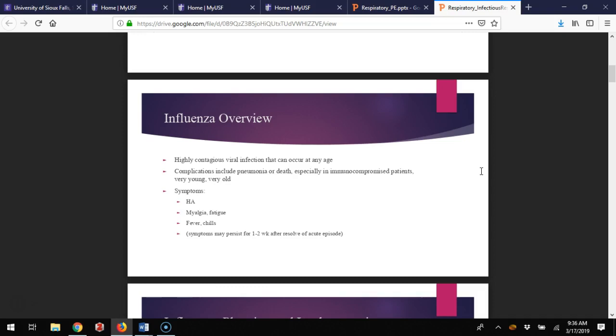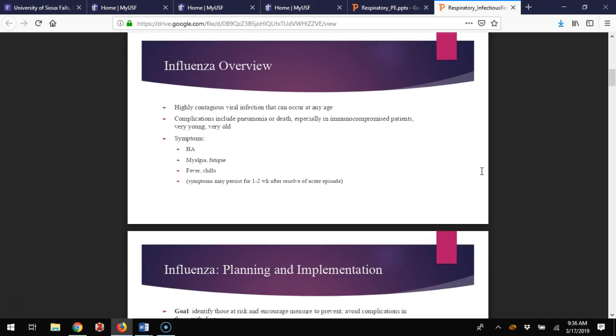Symptoms, they just don't feel good. They're going to have a cough, they're going to be really tired, really weak, really achy, fevers, chills. Oftentimes, it's kind of the traditional viral type of thing where 7 to 10 days later, they start feeling better. So with influenza, there are a few things that we can do.